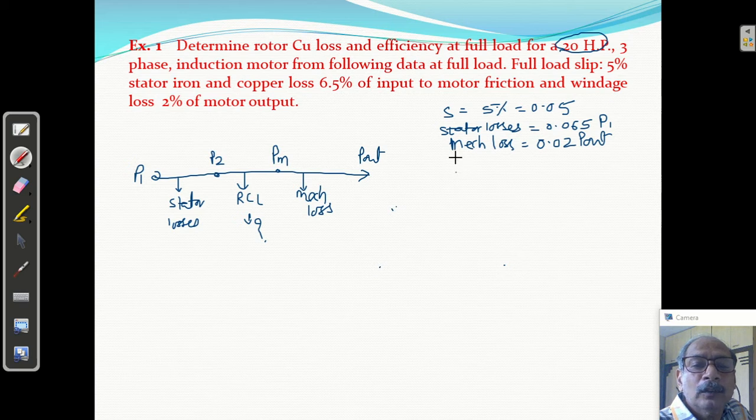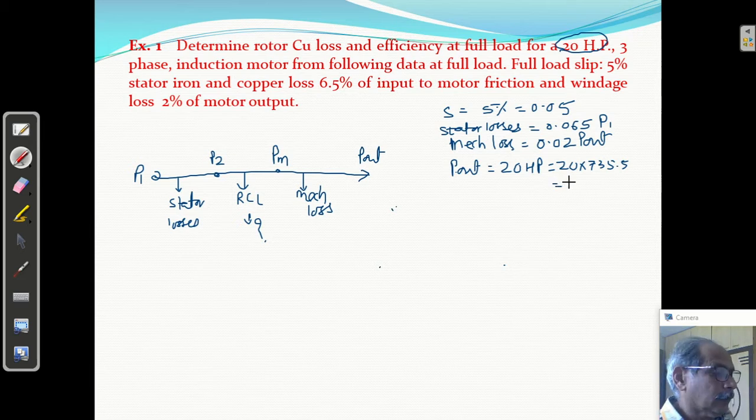So P out is given 20 HP. If you want to convert HP into watt, we know 735.5 watt is 1 HP, so using the calculator it is approximately 14,710 watt, that is P out.